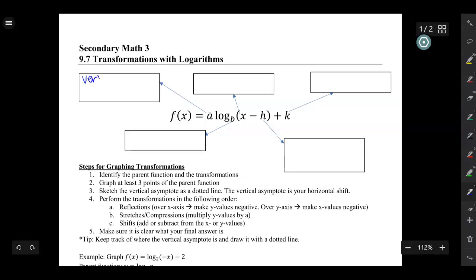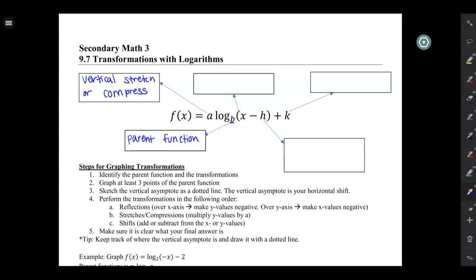So this is a vertical stretch or compress. Basically what that means is, say you had a 2 in front of your graph, it's going to stretch your graph out so it's twice as tall as it was before. The next piece that you're going to run into is the base, or the b of your logarithm. That base is going to tell you what the parent function is. If there's a 2 there, then your parent function is log base 2 of x. If there's a 5 there, your parent function is log base 5 of x.